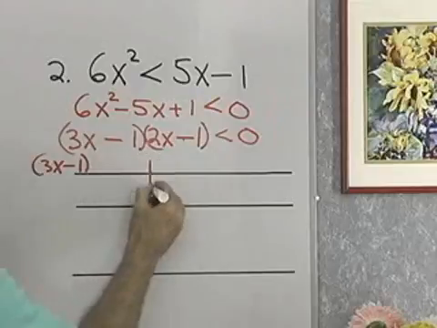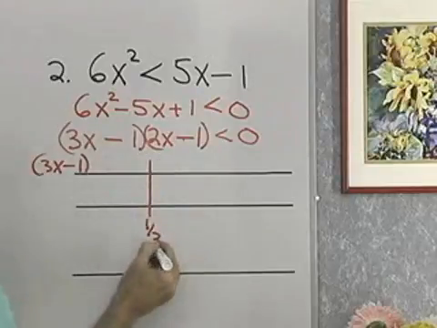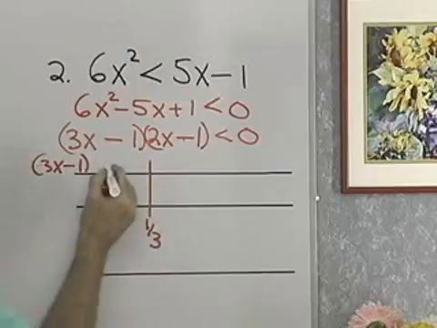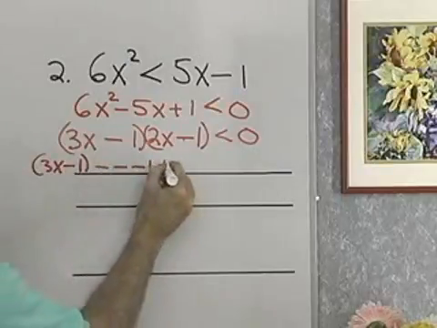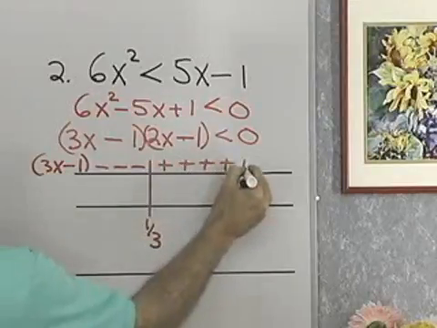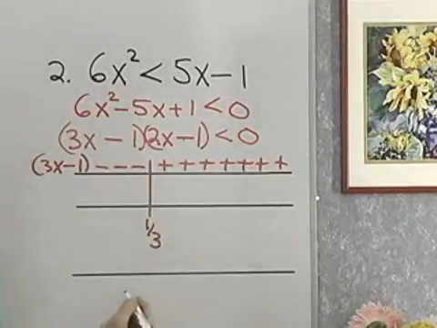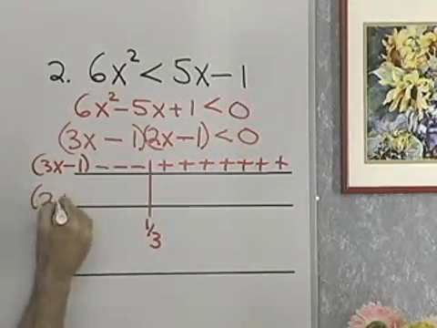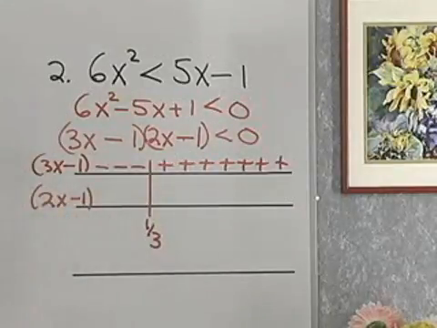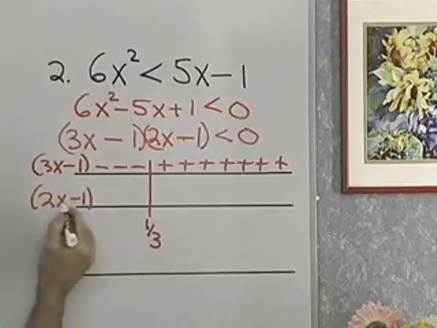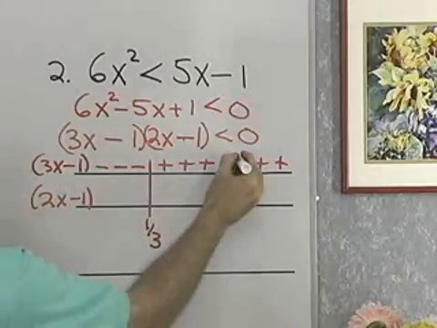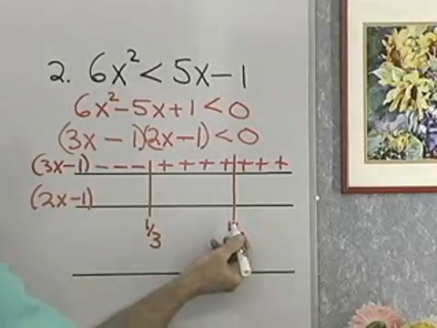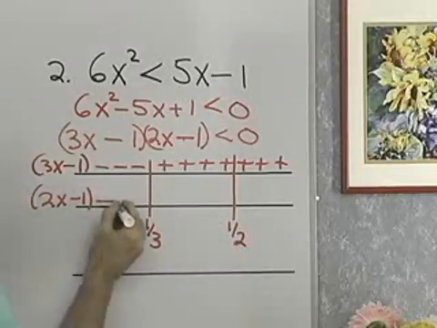Let's put it over here. So I'm going to say 1/3. This factor will be negative for all the numbers to the left of 1/3, and it will be positive for all the numbers to the right of 1/3. Now take my next factor, 2x minus 1. So 2x minus 1 is 0 when x is equal to 1/2. Let's put that right here. For numbers less than 1/2, 2x minus 1 will be negative.